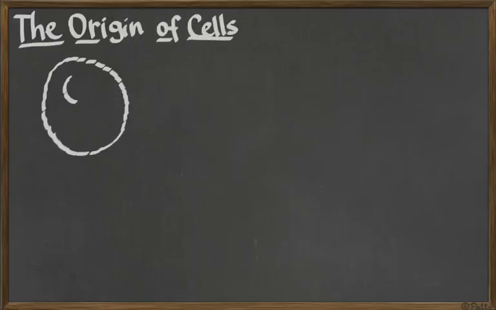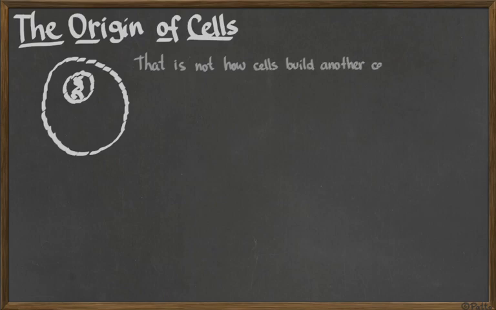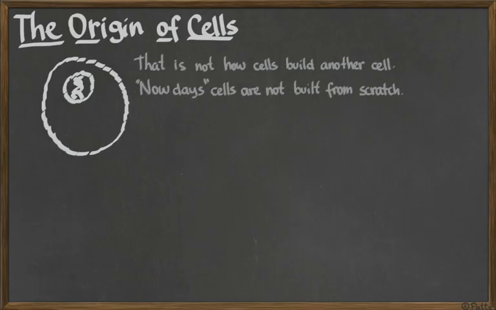So some people think that maybe we can make a cell like that. Just start putting things together and voila, you have a cell. But this is not how cells build each other. That's not how a cell builds other cells. Nowadays, cells come from other cells. We don't build the cells from nothing.